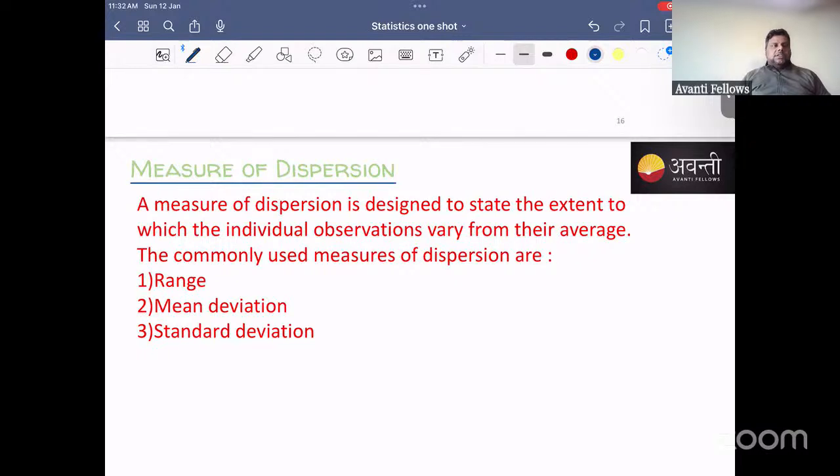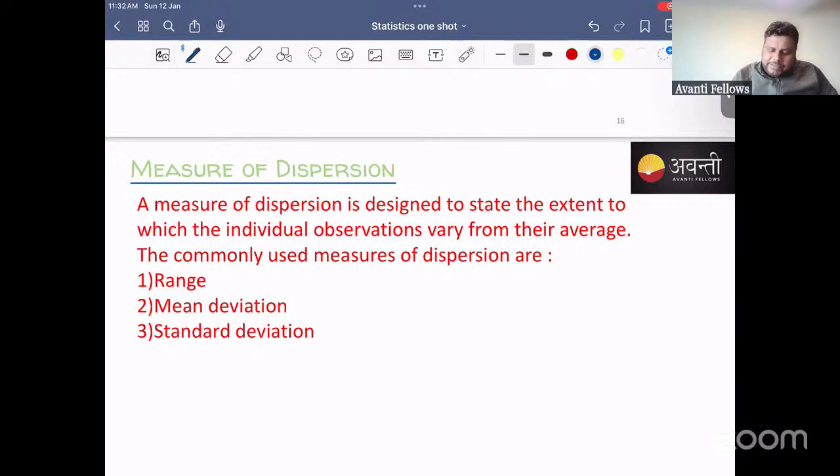Dispersion should be less for a data to be a good data. First of all, which is good? More dispersion or less dispersion? It should be less for a data to be a good data. Dispersion is how much a data is deviated from its mean. Understood?